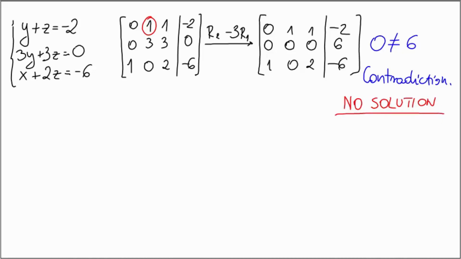If such a situation occurs at any point in your Gauss-Jordan elimination, that you have on the left-hand side a row of zeros and a non-zero entry on the right, it always corresponds to an equation which makes no sense. So in such a case you will always have no solution.